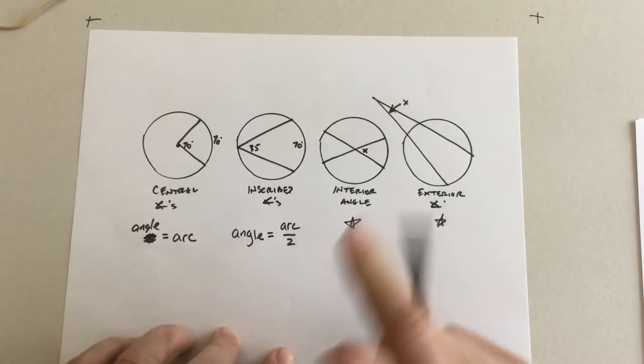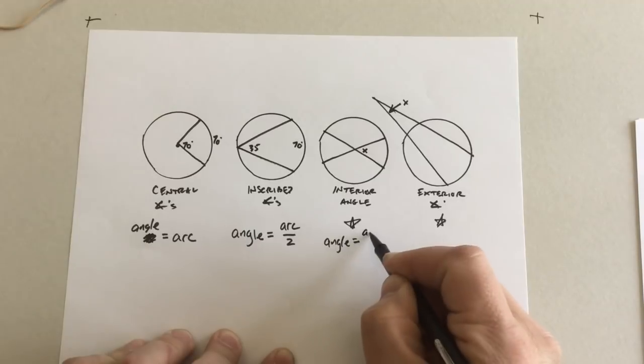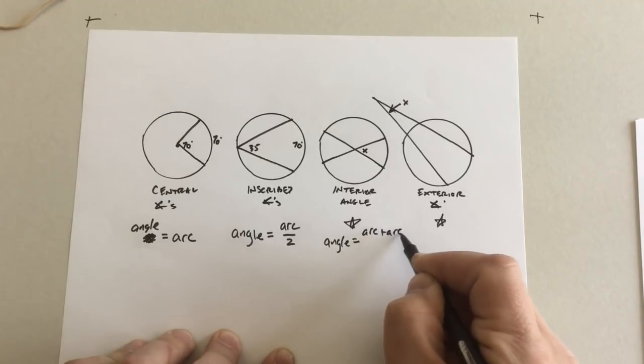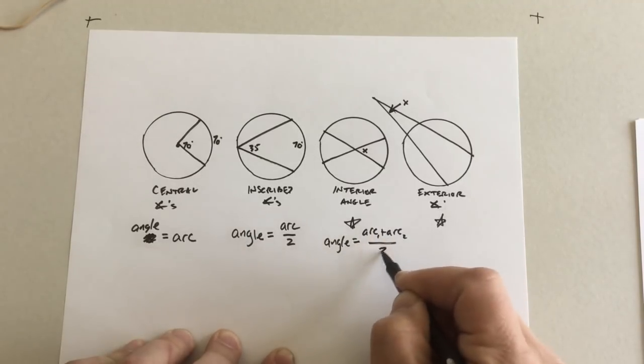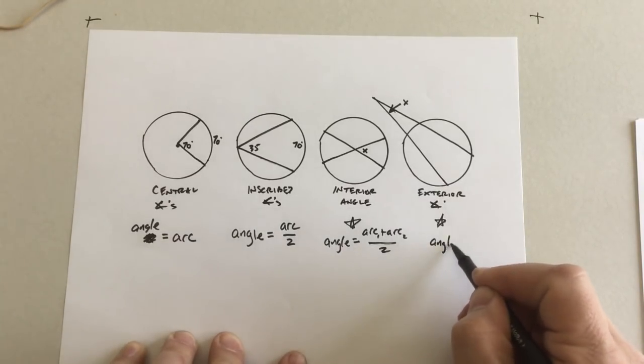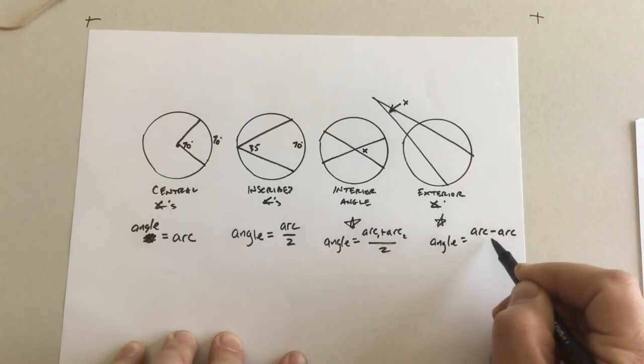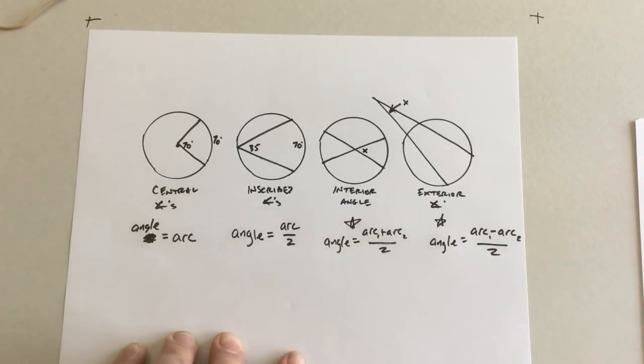This formula is the angle equals arc plus the other arc, 1, 2, divided by 2. And the last one, the angle, is the arc, the bigger one, minus the smaller one, 1 and 2, divided by 2. Those are the formulas. Now there's variations to this. We could use tangents on a couple of these. It can get a little crazy, but that's the main idea.